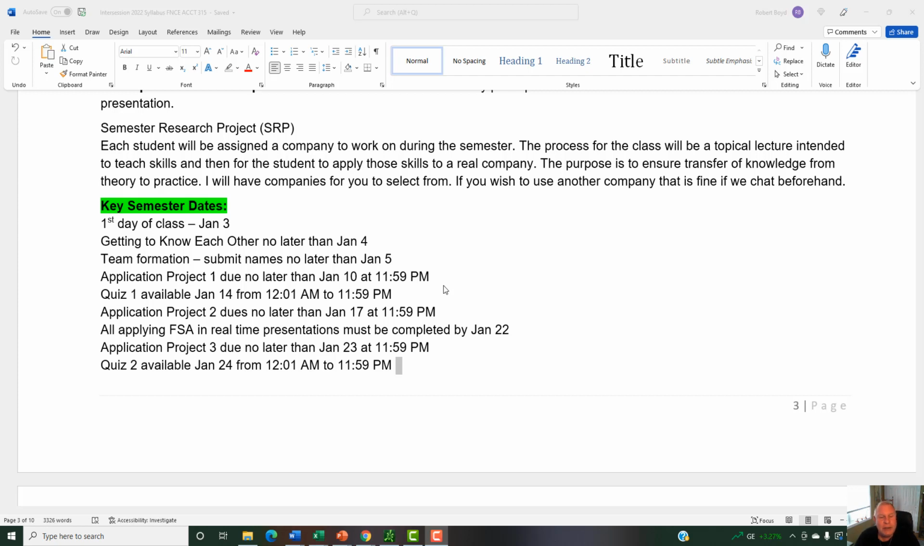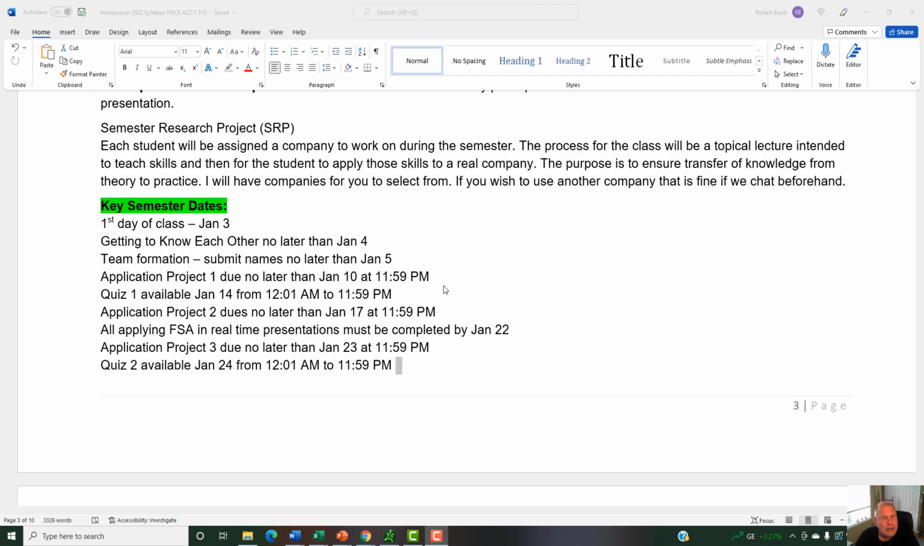Getting to know each other needs to be completed no later than January 4th. For the financial statement presentation, current events, you need to let me know the names of the person you'll be working with no later than January 5th. Our first project is due January 10th. Quiz 1 is available June 14th. Application project 2 due later. Notice all no later than.